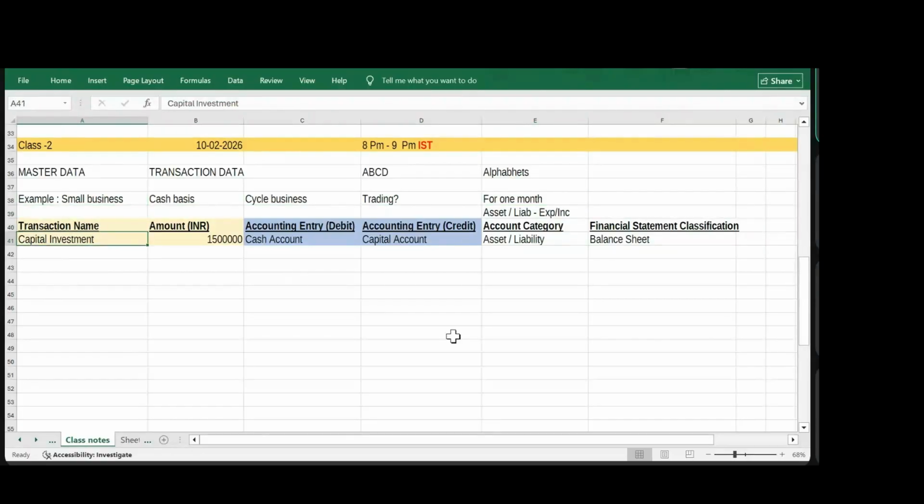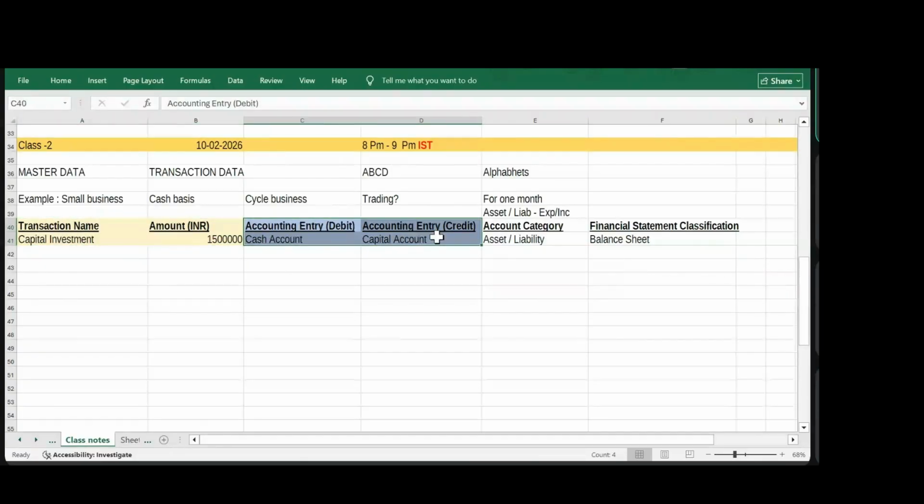Now, what will you do when you want to start a business? You need money, correct? Yes. That is the equity. The people bring in money, whoever is starting the business. Now, capital investment. I've taken an example of say some 15 lakhs. Now, this is your transaction. That is why I've given a color coding, okay? Different color. This is the transaction.